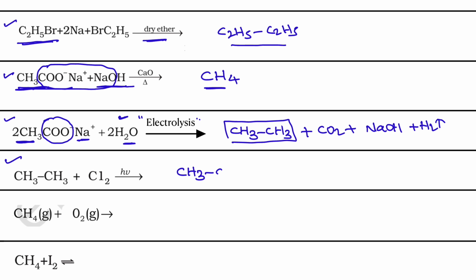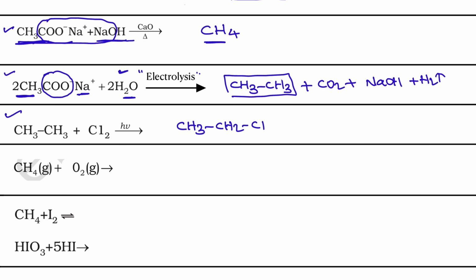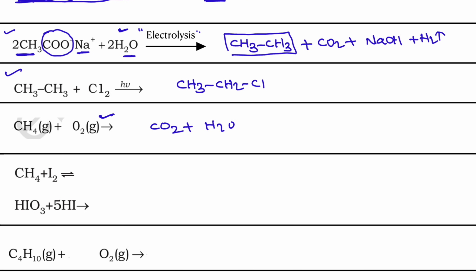So hydrogen will be replaced with chlorine. So here chain initiation, propagation, termination. And the next one, here a catalyst is not given, therefore it is a combustion, exothermic reaction. So methane is highly combustible, so this is used as a fuel. You will get carbon dioxide and water. It is an exothermic reaction.